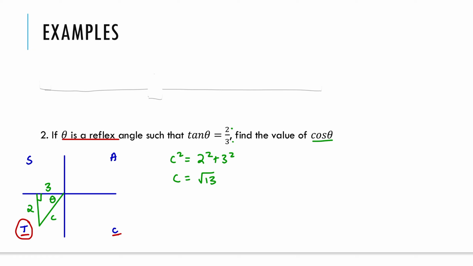Now my third step is to find the unknown trig ratio, which is cos theta. The thing I'm going to consider is, can you see that in this third quadrant, cos theta is negative. So my answer will be minus the adjacent side, which is 3, over the hypotenuse, which will be the square root of 13.